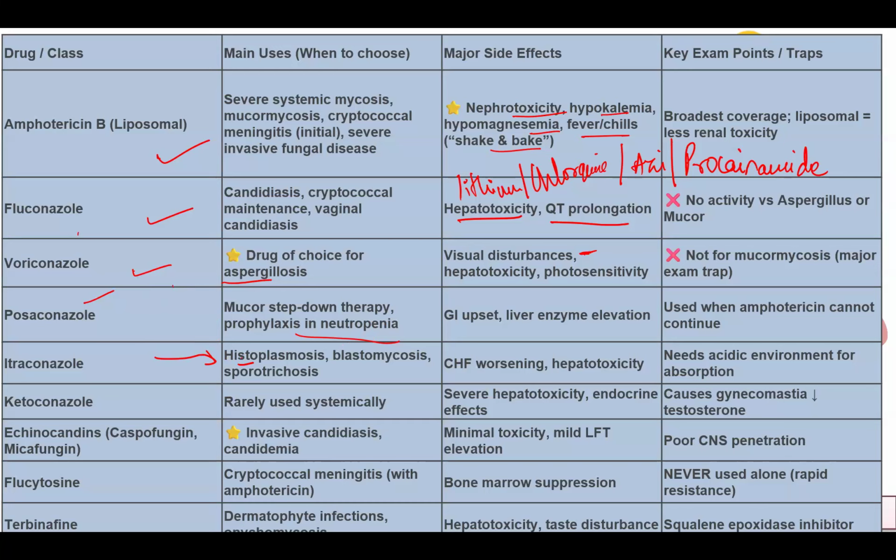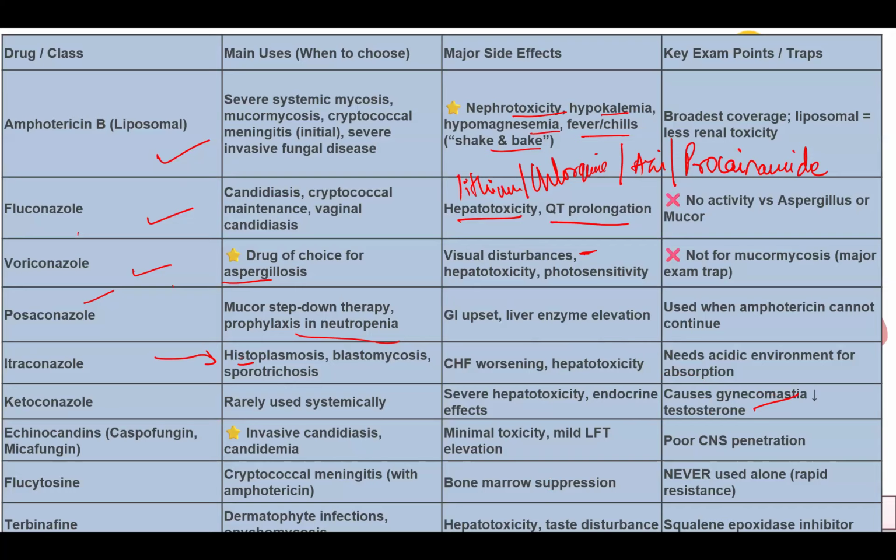Yes, systemic fungal infection. Very good. So it is a systemic fungal infection. Then you have your ketoconazole, which is rarely used, and is one of the drugs which causes gynecomastia. Another two drugs which cause gynecomastia are cimetidine and spironolactone. Along with that, you also have ketoconazole, which causes gynecomastia.